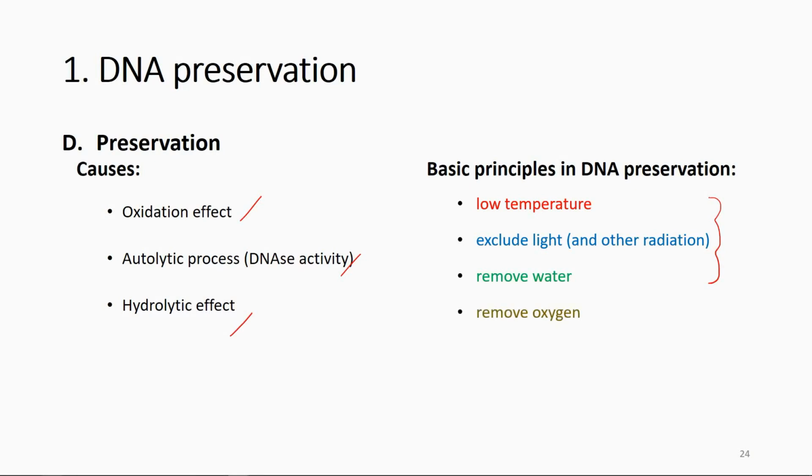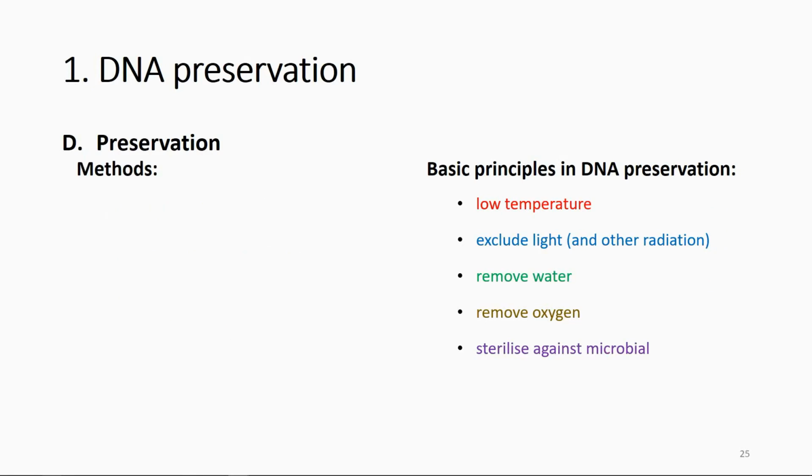For oxidation, you also can remove the oxygen. At the same time, you also can sterilize your sample or the surface of your sample, to reduce the microbes, so you reduce the DNase activity. So we know that these are the principles, then we can choose the method.